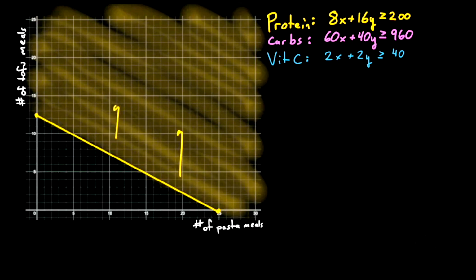Now, any point in this shaded area would fit or would be true in this inequality. That means that any point in this shaded area would get him enough protein, right? So if he bought, like, let's say this point here would be 20 pasta meals and 15 tofu meals, he would definitely be getting enough protein. But we also have to look at carbs and vitamin C.